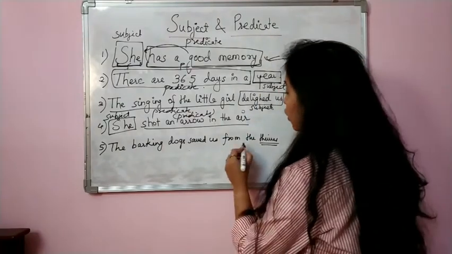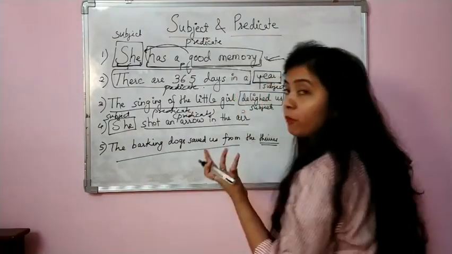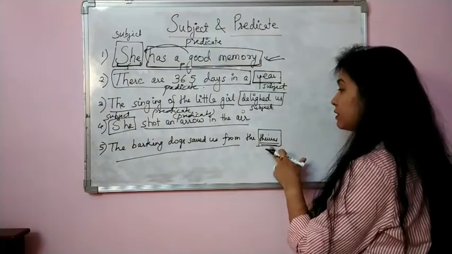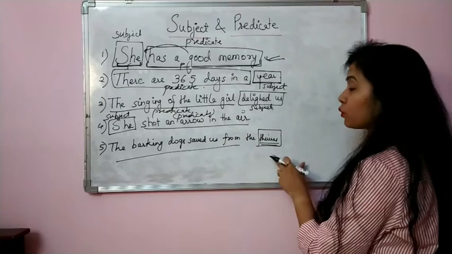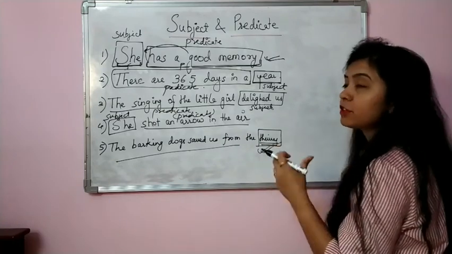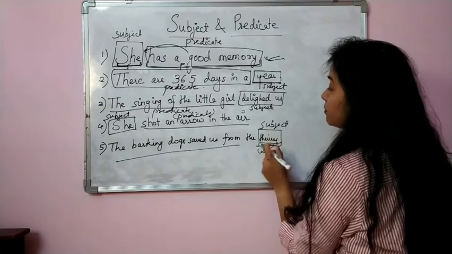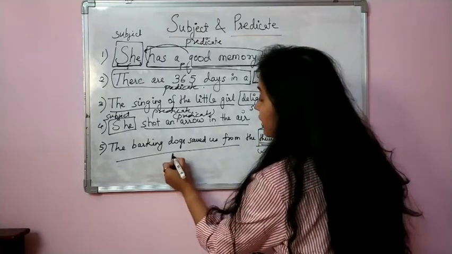So the last example is the barking dog saved us from the thieves. So the barking dog saved us from which thing? From the thieves. From what? From the thieves. Barking dogs ने हमें चोरों से बचाया. From the thieves. They saved us from the thieves. So this will become the subject, that they have saved us from the thieves, and this becomes the predicate.